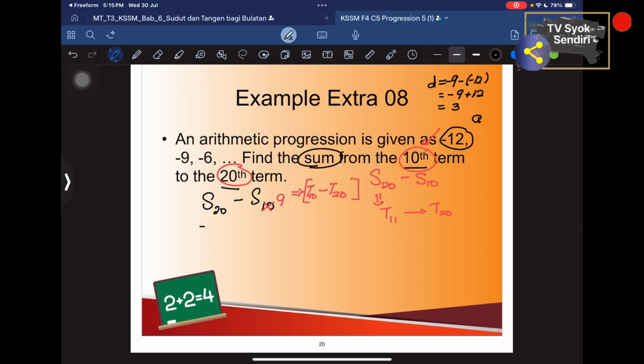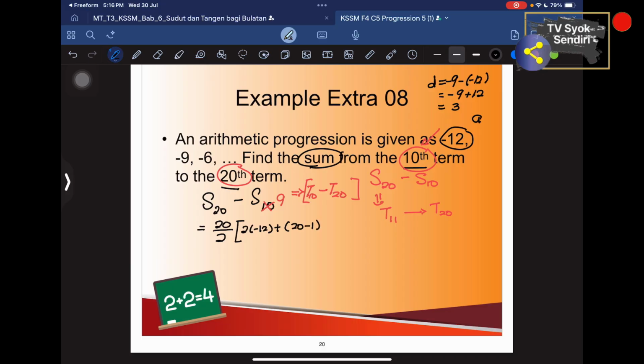Then let's substitute into our formula. So now it is n over 2, so I have this one, and then 2a, so 2 multiplied by -12, plus, remember it's a plus, (n minus 1).